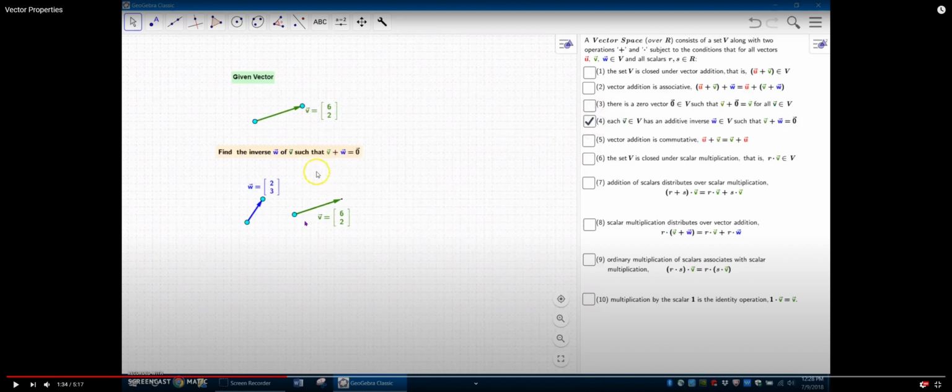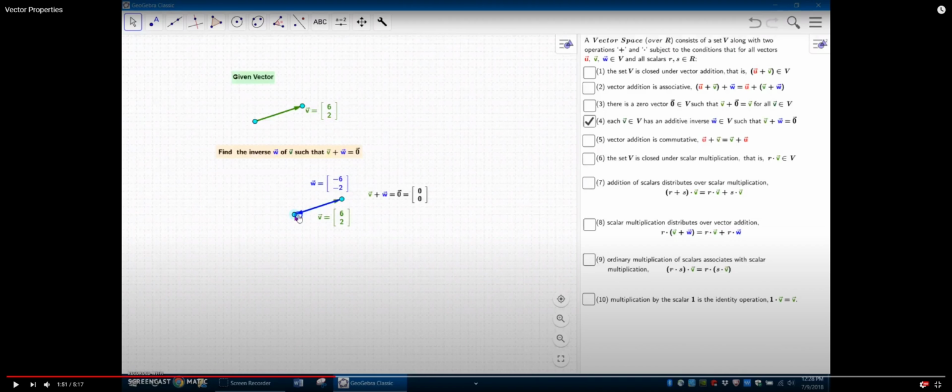And I think we all know what it's going to be. The inverse is going to be minus 6, minus 2. But he's illustrating it graphically. So it's going to modify this 2, 3 over here to get something that is the inverse. So he drags it along, and notice he's using minus 6, minus 2.